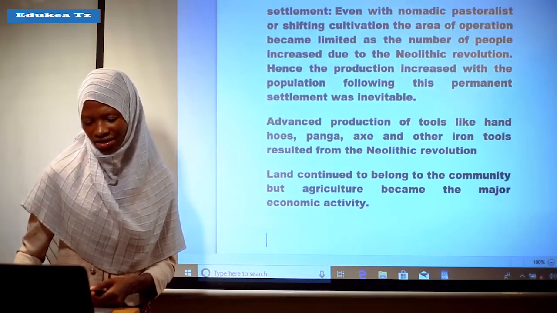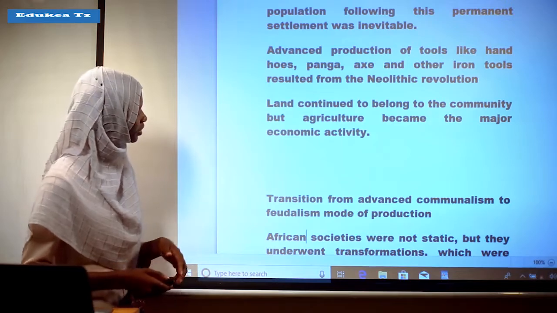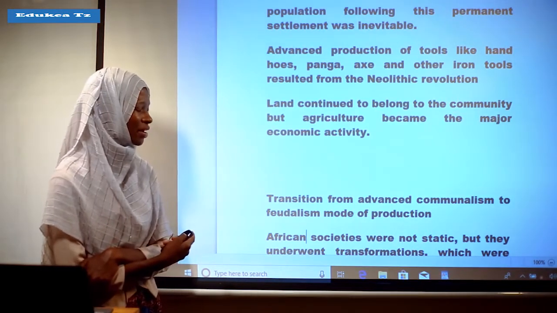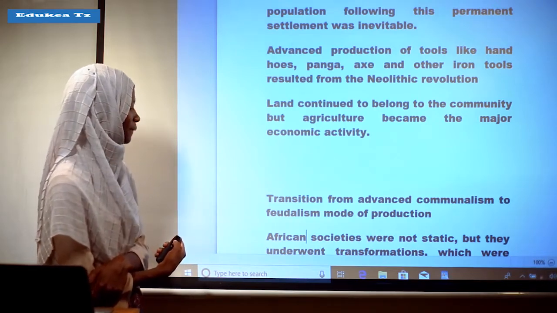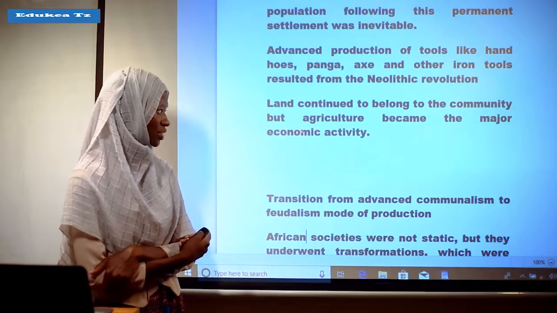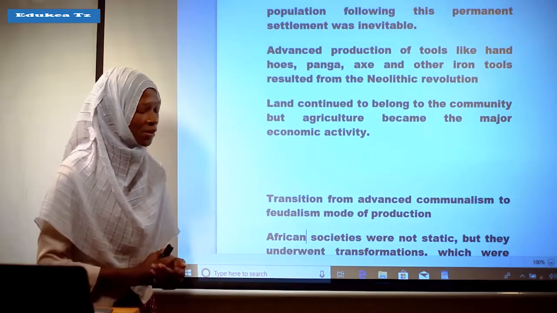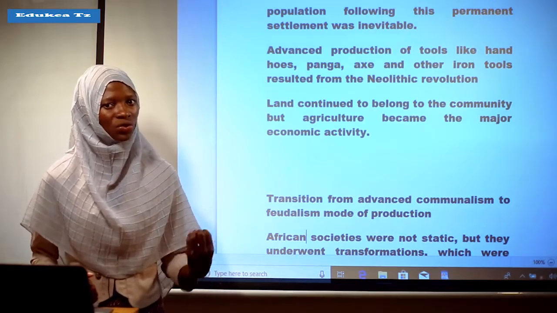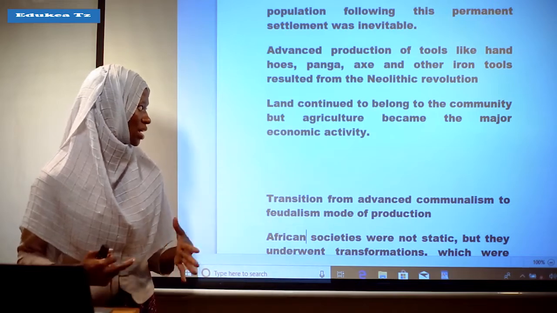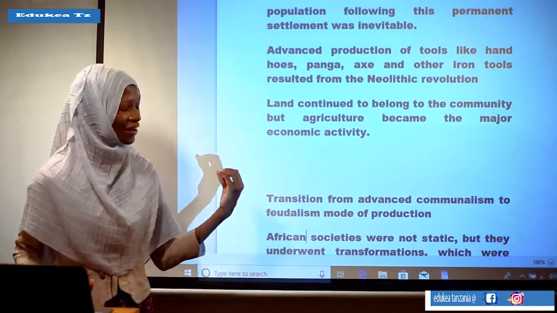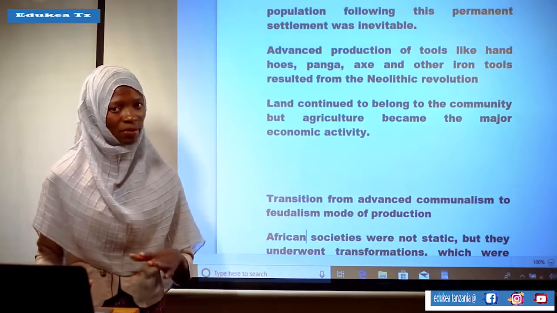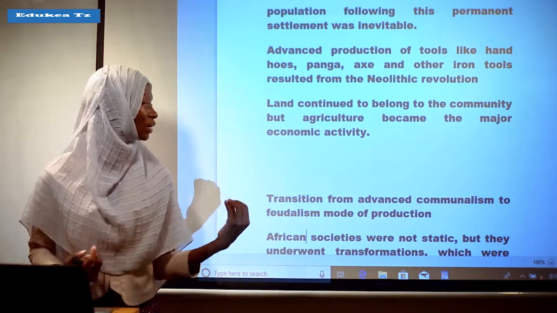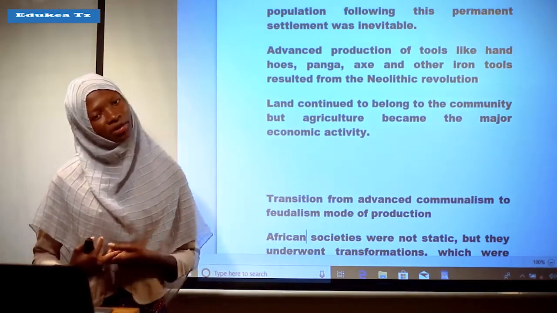The next point: what was the change? We can see that land continued to belong to the community, but agriculture became the major economic activity. As we know, during the primitive mode of production, all major means of production were owned by the community. So also here, in advanced communalism, land continued to be under the ownership of the society. What differs here is that agriculture became the major economic activity.